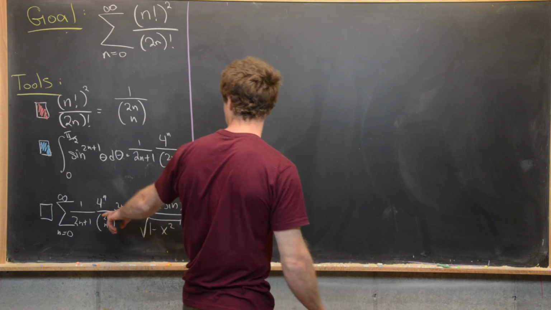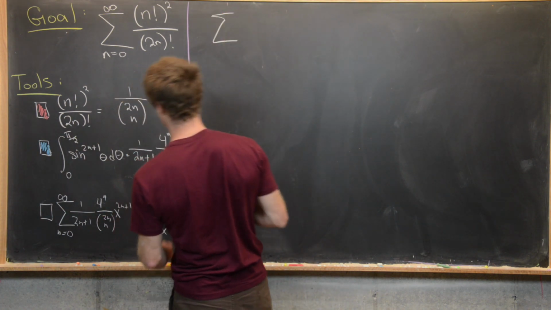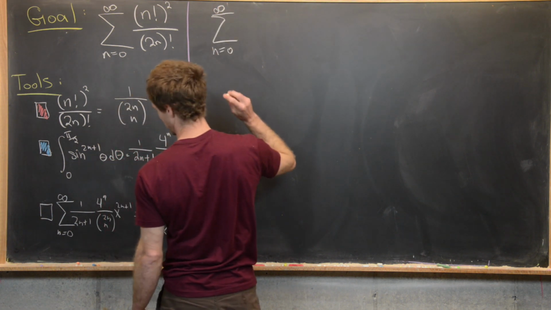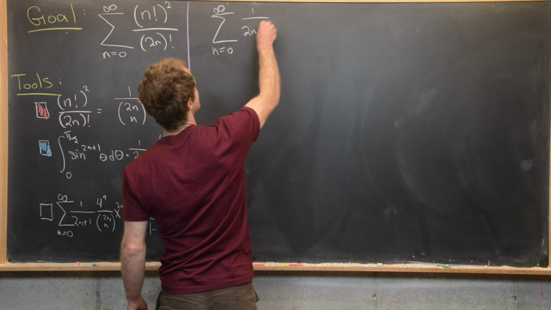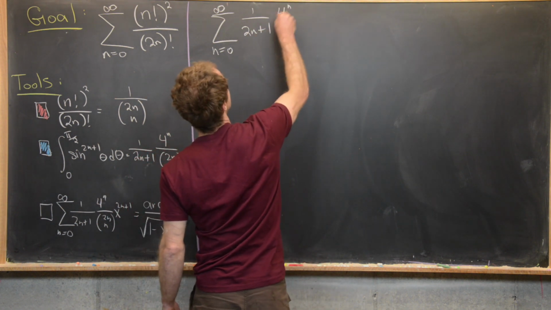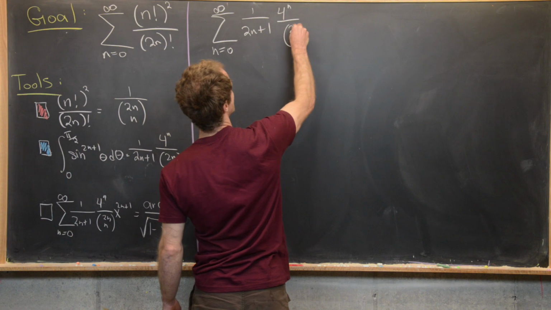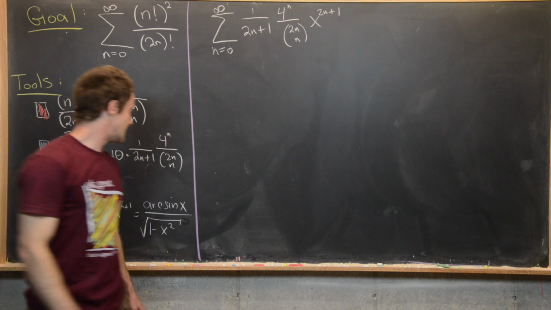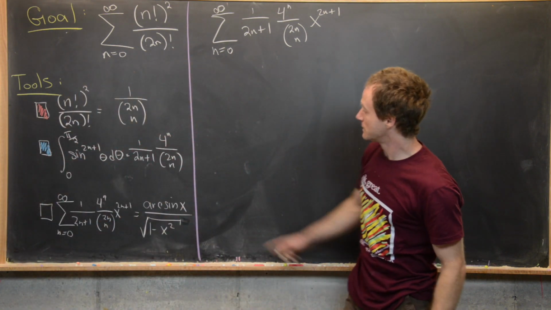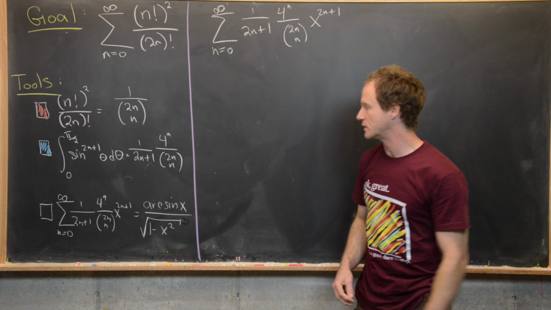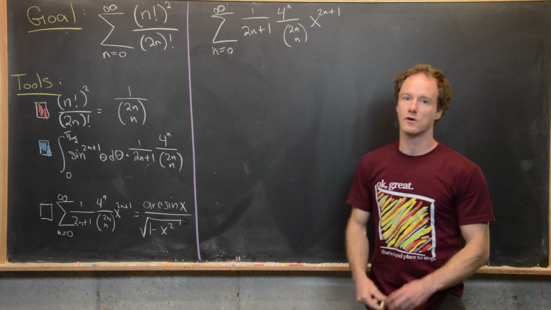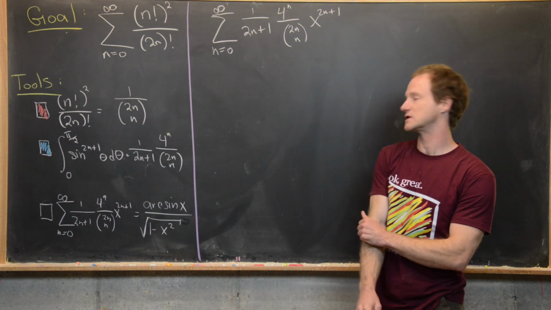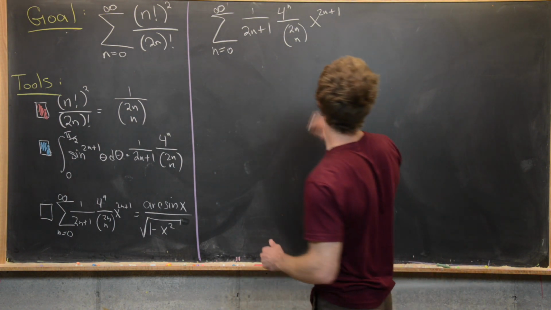So we'll go ahead and start with the left-hand side of this and then manipulate it until it looks like the right-hand side. So we've got the sum as n goes from 0 to infinity, 1 over 2n plus 1 times 4 to the n over the central binomial coefficient 2n choose n, x to the 2n plus 1. Great. Now I want to use our second tool to take all of this stuff, this 1 over 2n plus 1 times 4 to the n over the central binomial coefficient, and rewrite it as this integral of the 2n plus first power of sine. So let's go ahead and do that.